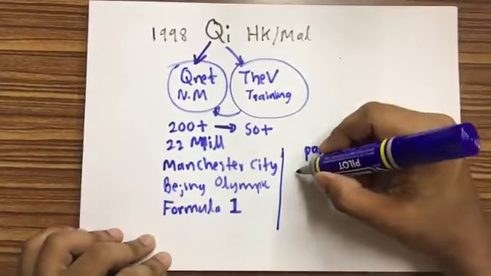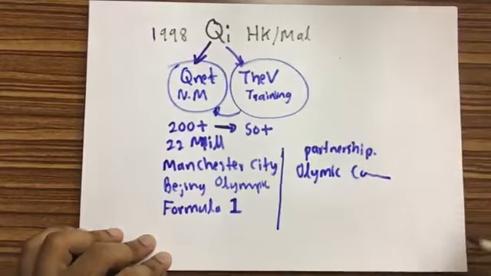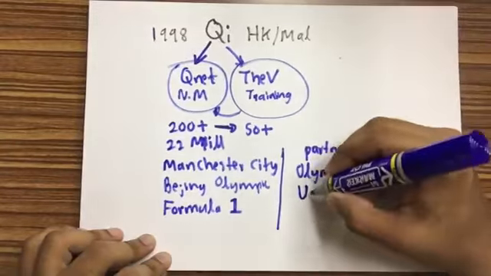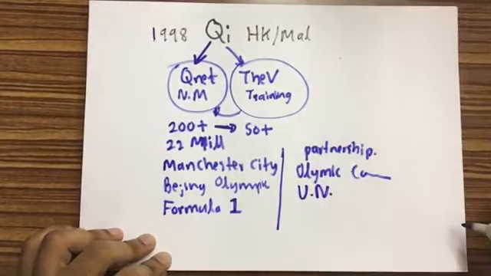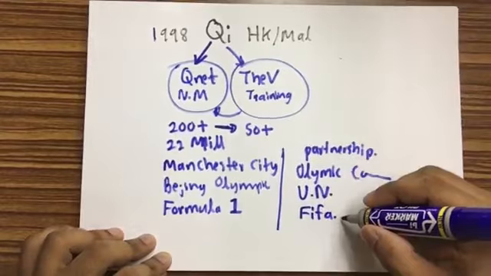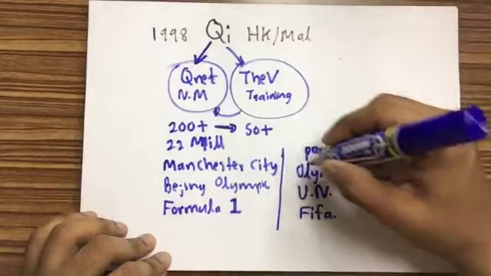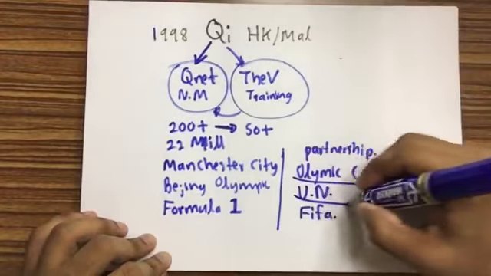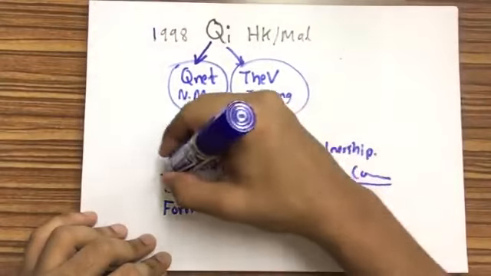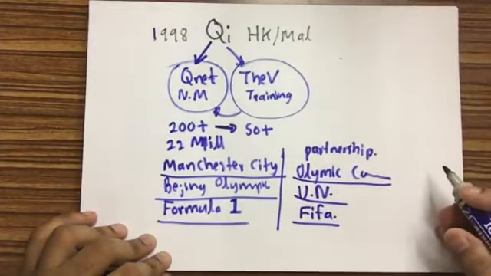QNet is partnered with the Olympic Council. QNet is partnered with the United Nations. I hope you can trust the United Nations, right? QNet is partnered with FIFA, and there are 100 other different partnerships globally. So this is enough for you to make a conscious decision, and you can definitely trust such a company which has partnered with so many great organizations around the world, right?